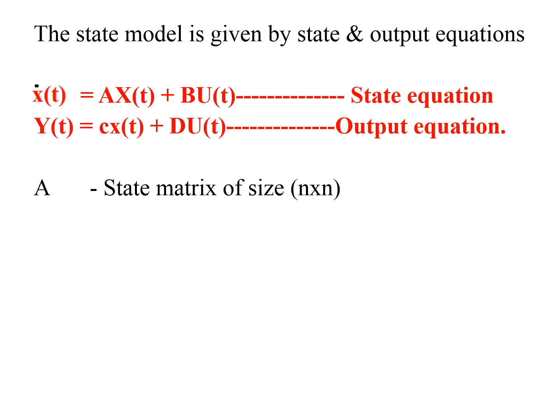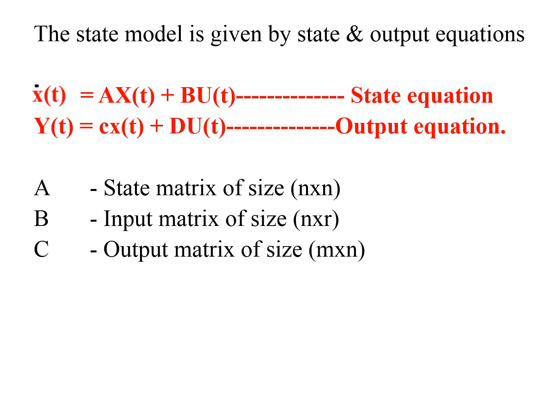In this, A, B, C, D are the matrices, where A is the state matrix. The size of A is n by n. Similarly, B is the input matrix, of size n by r.